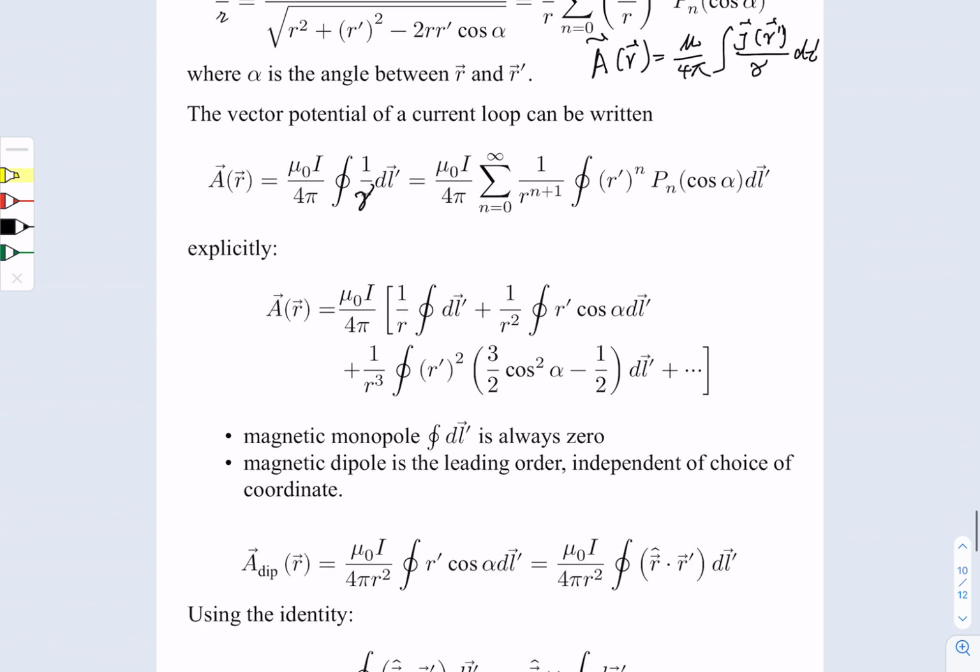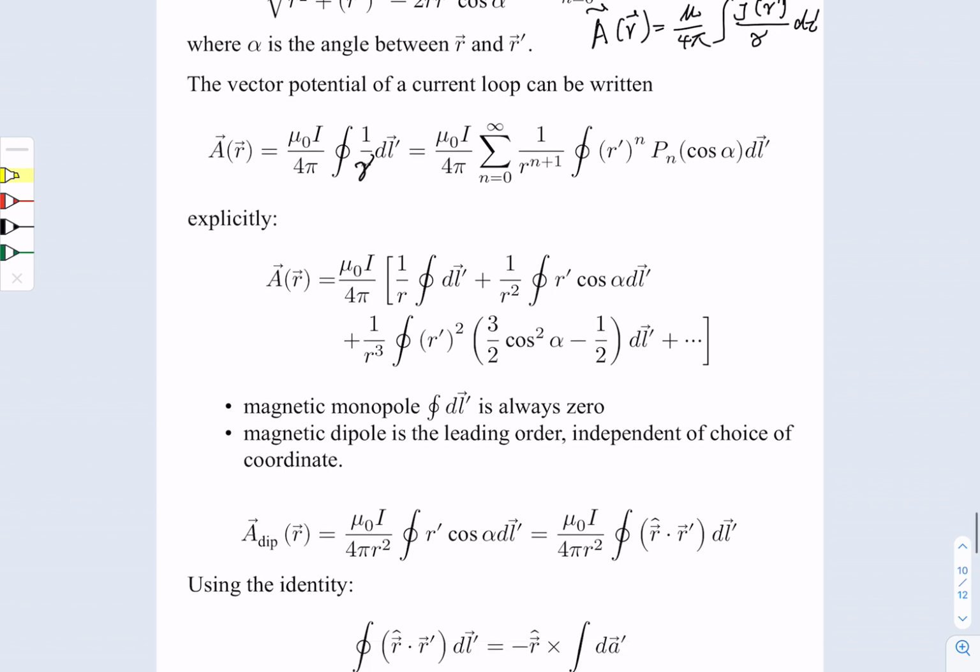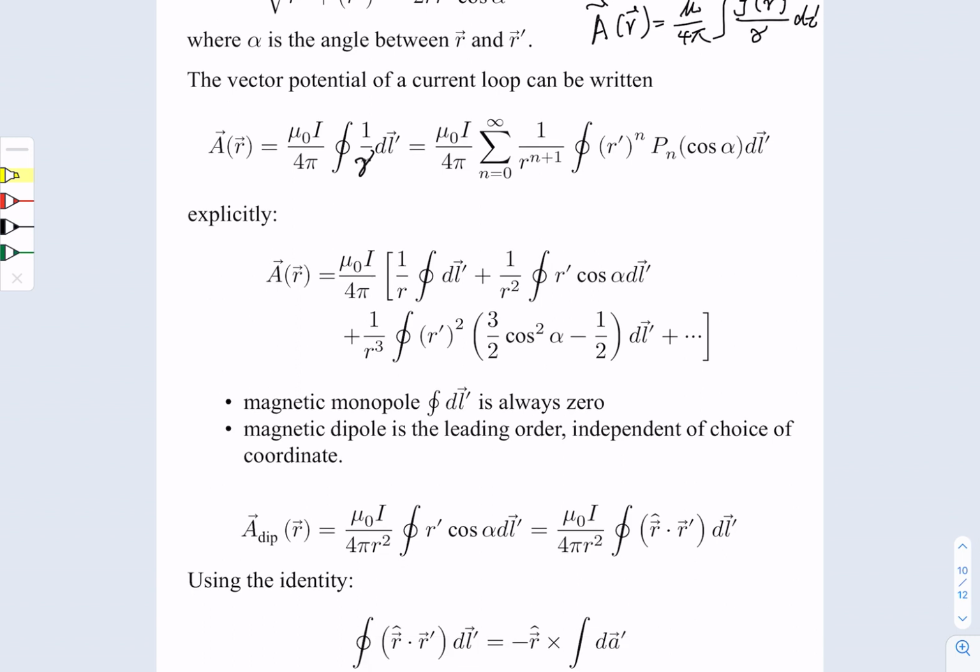So now we can assign each term with physical meanings. If I explicitly write down the right hand side, we have the first term, which is a monopole term because it's proportional to 1 over r, and the second term should be a dipole term, and the third term should be a quadrupole term.